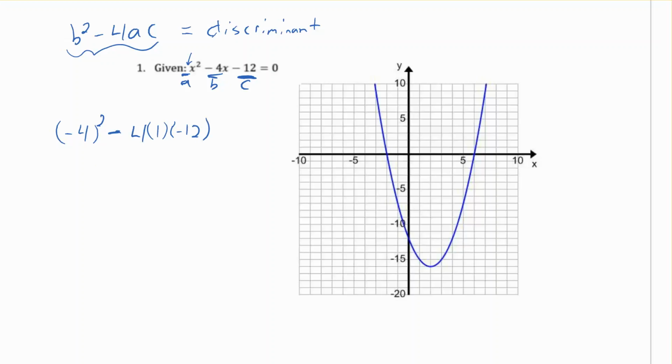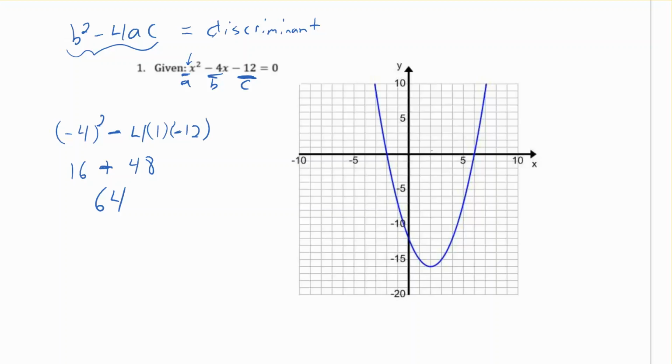So we've got -4 squared is +16 minus, and right off the bat what I'm thinking is I've got minus and then I've got a negative in here. So really what I'm saying is plus. 2 negatives make a positive. So I'm going to say plus and then multiply these things in here. So we've got plus 48, which is 64. Okay, so the discriminant of this graph, I've just kind of graphed it already, is 64.